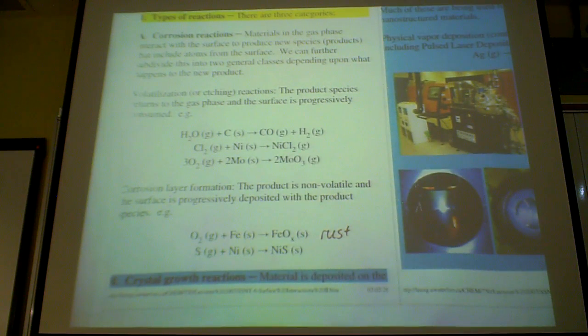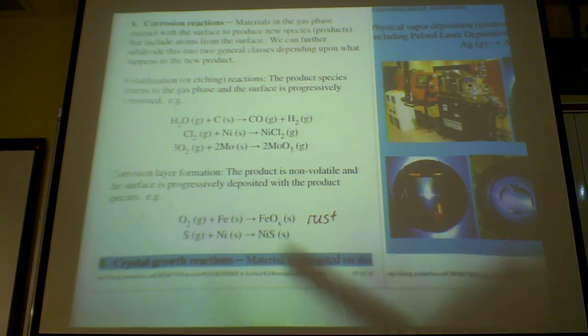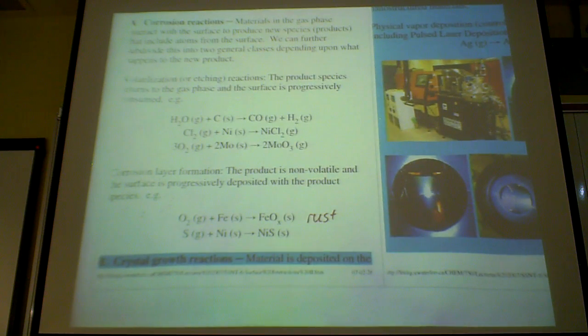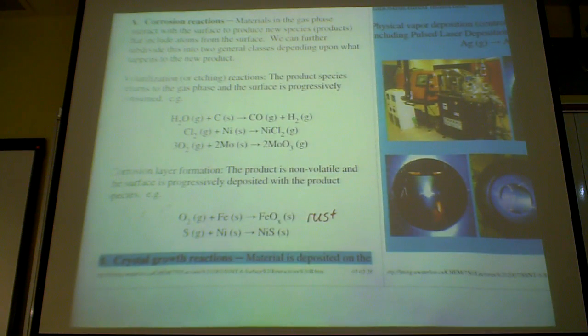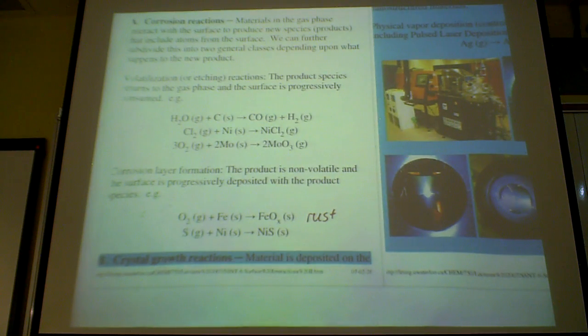Your product is actually non-volatile, and it gets deposited on there. The good example, of course, is rust formation: your oxygen reacting with iron and giving you Fe2O3 and Fe3O4 and things like that. That is rust formation, and the oxide stays on your surface, and the nature of your surface changes because of this rust formation.